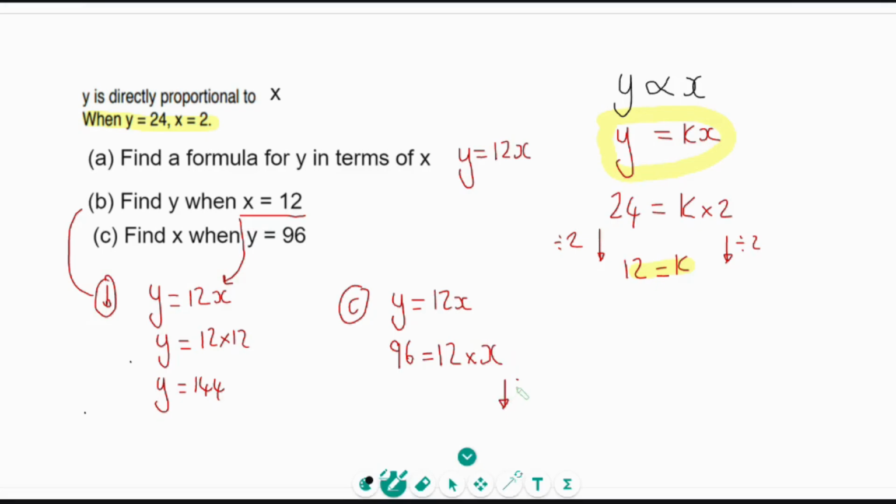Divide both sides by 12 to get x by itself. So 96 divided by 12 is 8. X is 8.